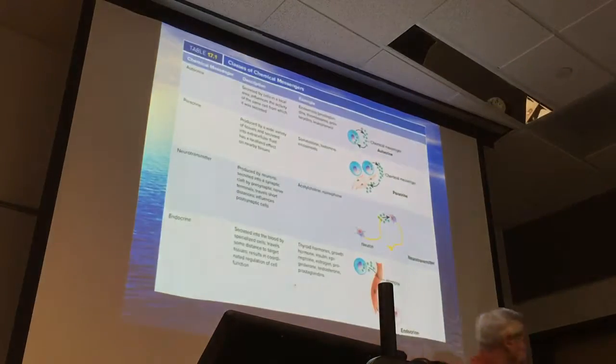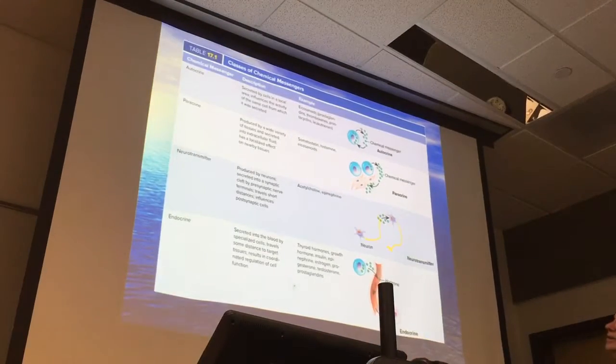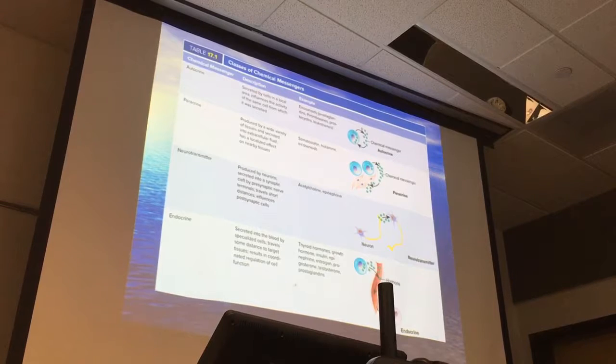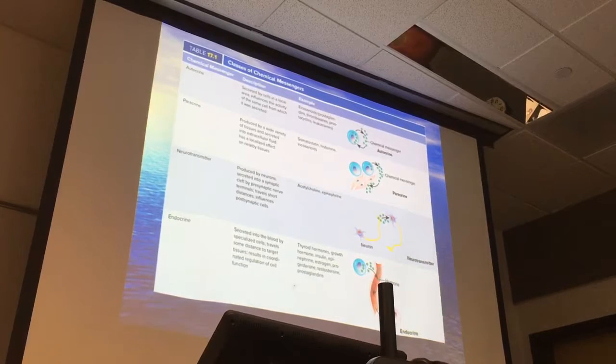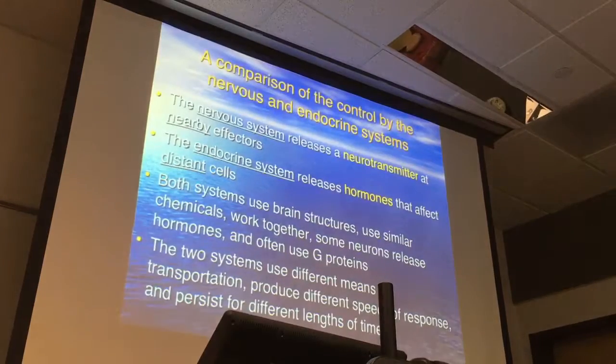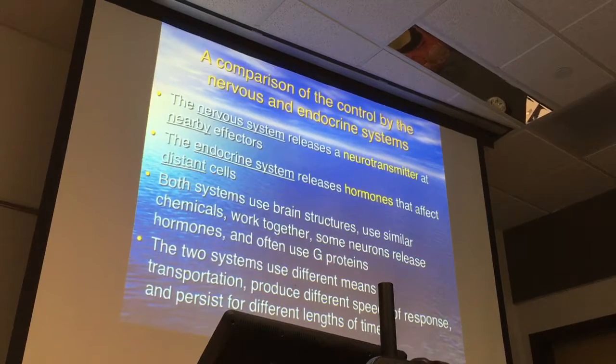Only 5 minutes more to go here. Okay. This is a table that summarizes autocrine factors, paracrine factors, neurotransmitters, which should be up there, they really are, and endocrine cells. Okay? Let's compare the nervous system and the endocrine system. They're both control systems. They have some similar characteristics, but definitely a lot of different characteristics also.